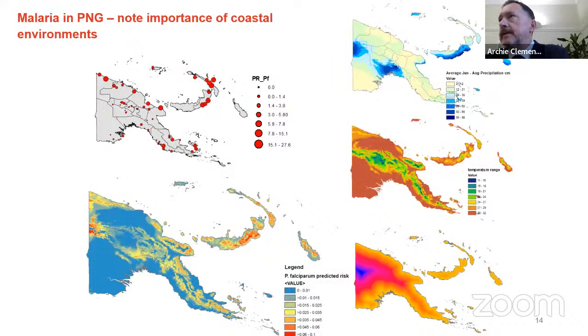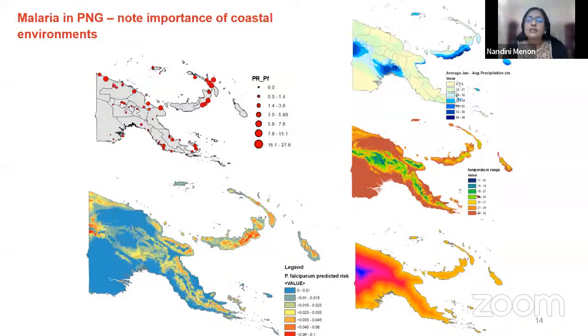Sorry, Nandini, what was the second question? That was about what is the kind of data that is needed for mapping malaria?